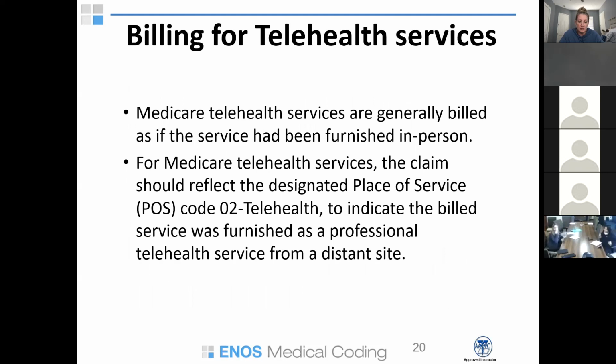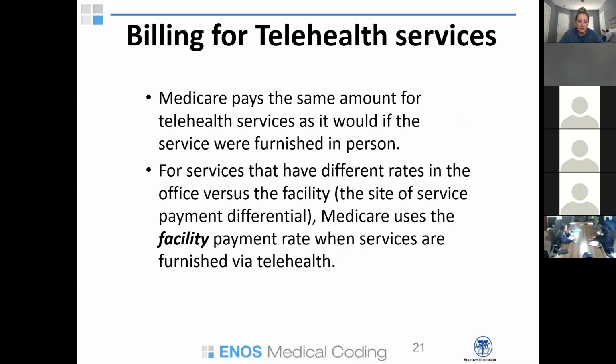Under this new temporary legislation, Medicare telehealth services are generally going to be billed as if the service had been furnished in person. What will tell Medicare on the claim that it was not actually in person is that you change your place of service code from 11 to code 02 for telehealth. That is specifically for the codes that describe face-to-face services that are done remotely. I'll also be talking about some other codes that are for telephone or internet communications, and you don't have to change the place of service for those, just the office codes.